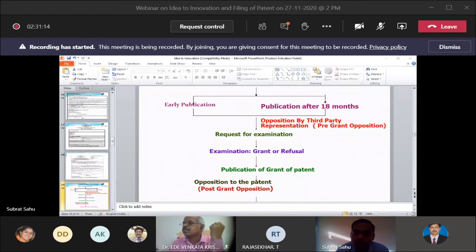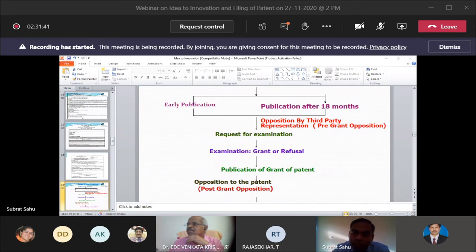Until now, we saw how we can convert an idea or innovation into a patentable format. After the patentable format, how we can write everything, and what forms are required to go for the Indian patent system: form 1, form 2, form 3, form 5, form 9 and form 18. These 5 forms you must keep in mind.